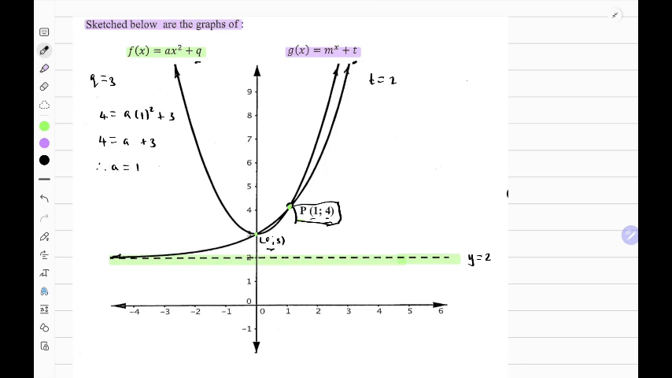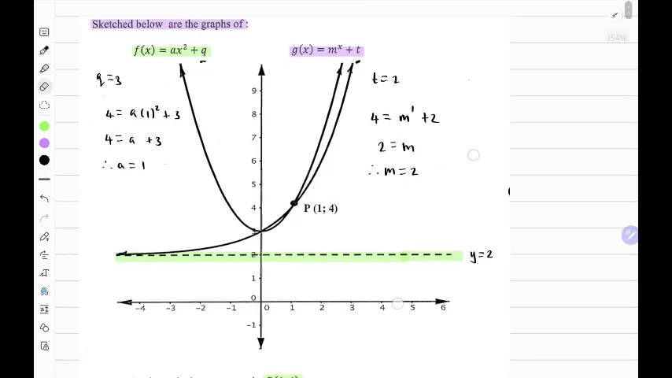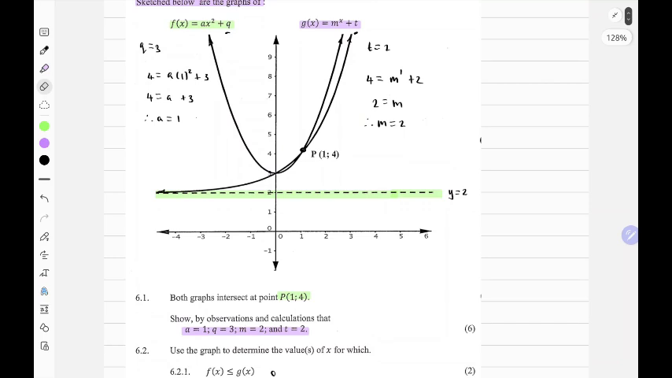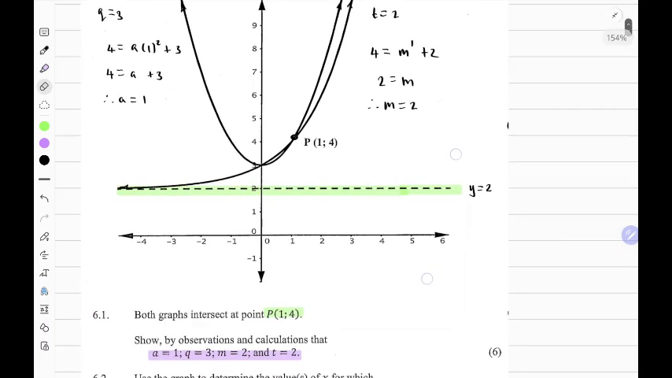And the same can be done there. When the output is 4, the input is 1, plus 2. So 2 equals m. Therefore, m should be equal to 2. So just for verification purposes, a equals 1, q equals 3, m equals 2, and t equals 2. So our parameters are correct.